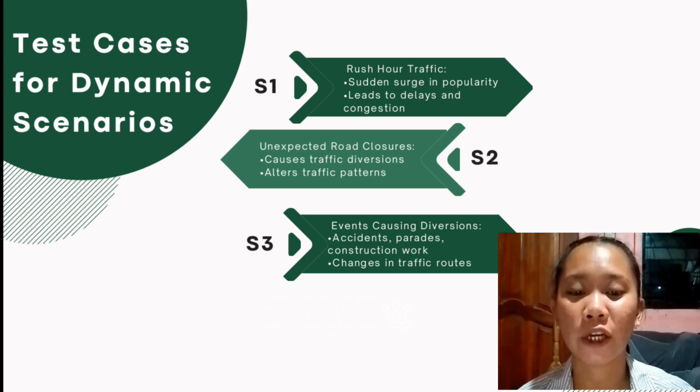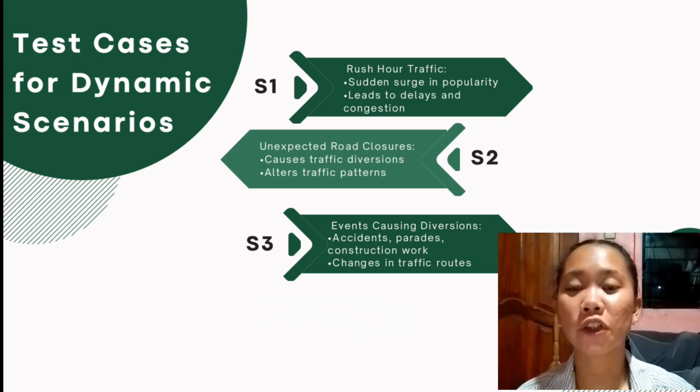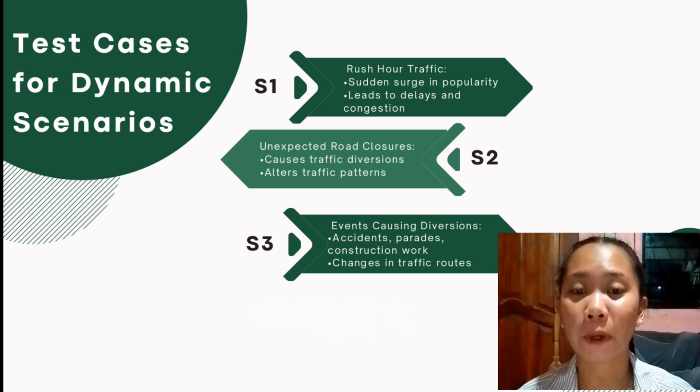Test cases for dynamic scenarios. Scenario 1: rush hour traffic. Sudden surge in popularity leads to delays and congestion. So the algorithm adapts to increased demand during peak times, ensuring that the top destinations reflect current traffic conditions.